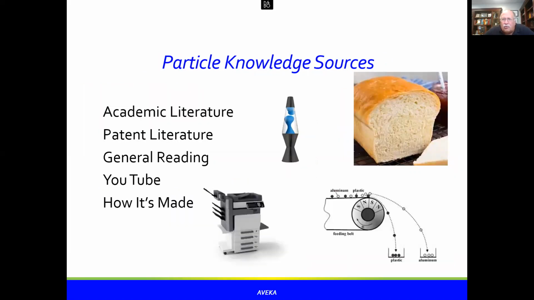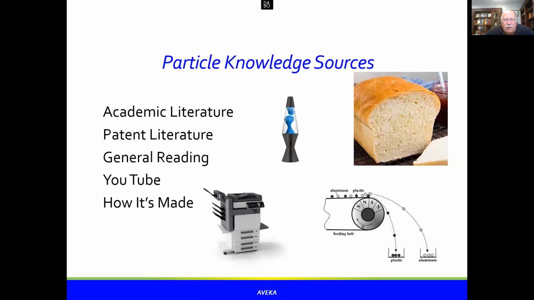Well, where do you get the sources for all this knowledge? Where do you find your tricks to do this? And if you're an academic, clearly you start out with academic literature. In fact, all of us should probably start there. As you grow up and become an industrial engineer, you might be looking a lot at the patent literature. But one of the things that I found out is I still use both the first two, but general reading, YouTube, and I swear to God, How It's Made is some of the best other interesting ways of finding particle knowledge sources, because it's pretty diffuse when it's all said and done.